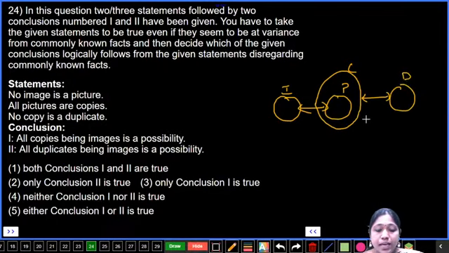All copies being images is a possibility. So this is false. The first one cannot be drawn. All duplicates being images is a possibility. This is a possibility. Only the second is sufficient. Option number 2.